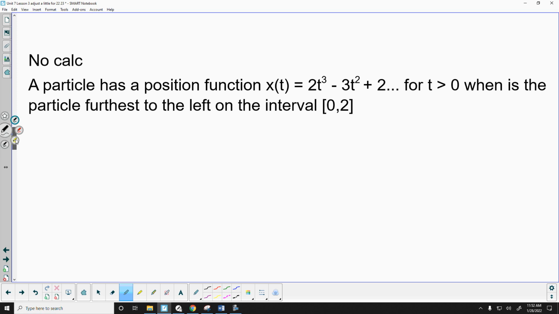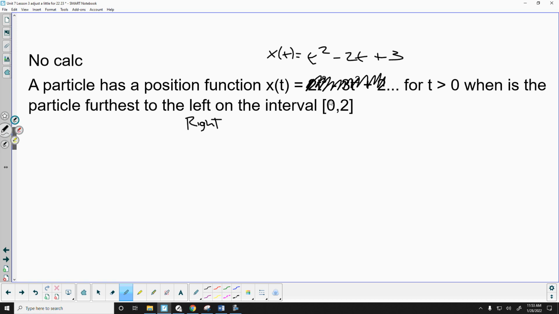So, here's another position function. When am I furthest left and when am I furthest right? From 0 to 2. It's a great example. It's just like what we just did. Actually, it's the exact same thing. So I'm going to change it up. Let's do t squared minus 2t plus 3. That's my position.